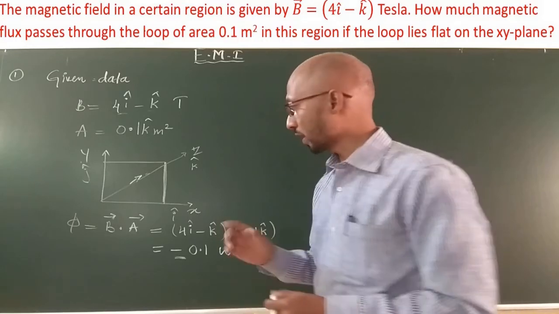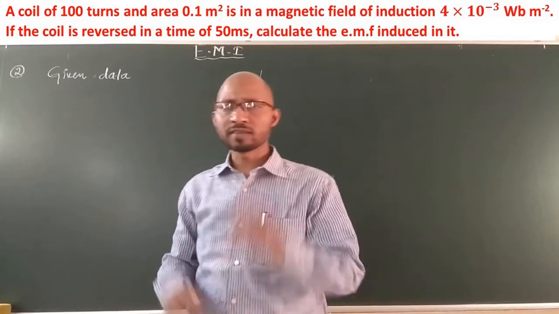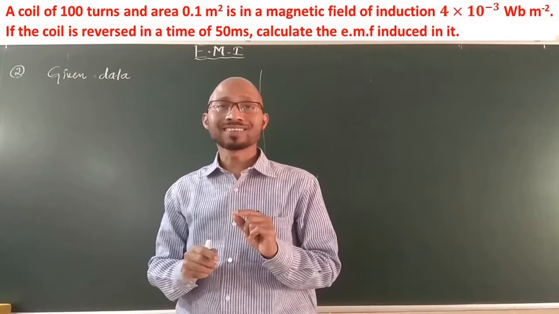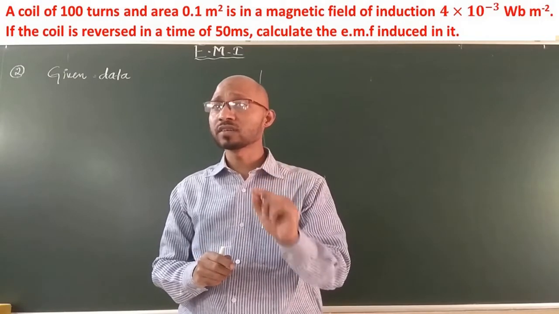Students, let's see the second problem. The second problem is visible at the top of the screen. It says that there are 100 turns in a coil.